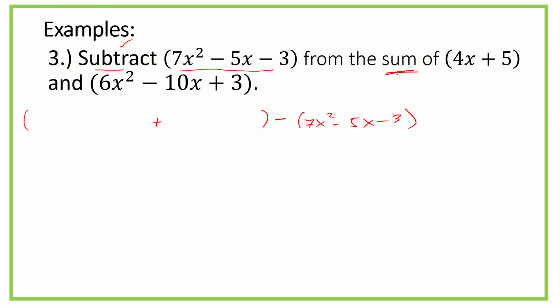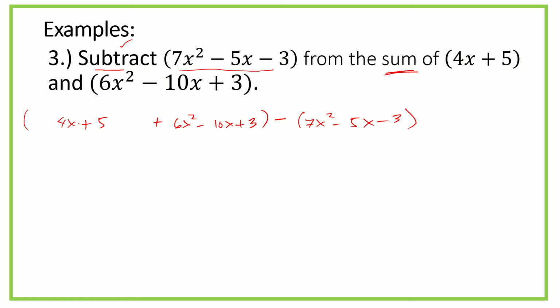So what will you add? So 4x plus 5 and 6x squared minus 10x plus 3. Okay? So I repeat, subtract 7x squared minus 5x minus 3. Then you go to the left from the sum. So you need to enclose it because this is a new operation. Enclose it in parentheses. Sum of 4x plus 5 and 6x squared minus 10x plus 3.